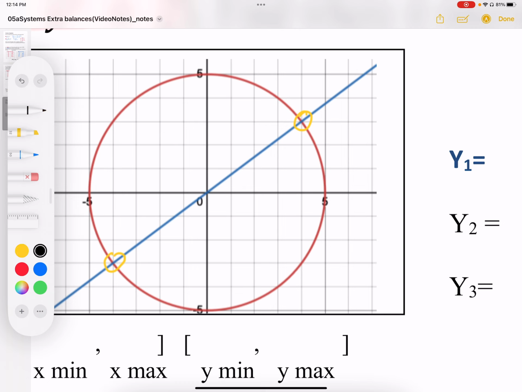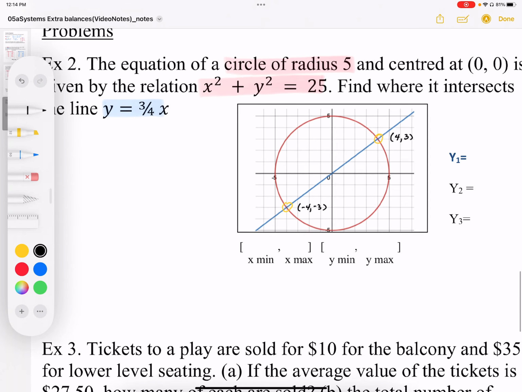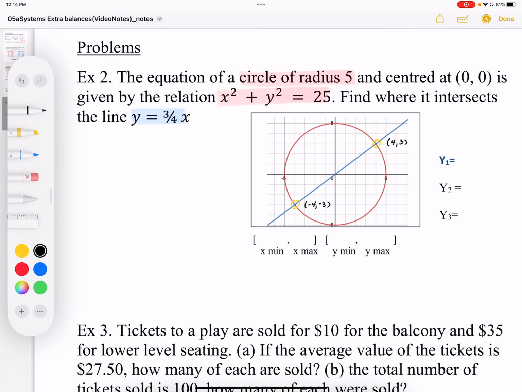So if we actually solve for this, if we touch that point of intersection, you'll see that the answer is x is 4, y is 3, and x is negative 4, and y is negative 3. Just clean that up a bit. y is negative 3 here. So we can solve these by graphing, and again, this is an easy way to do it.